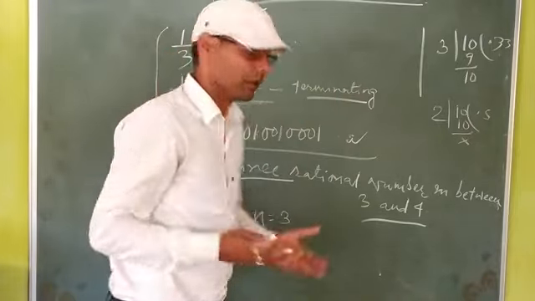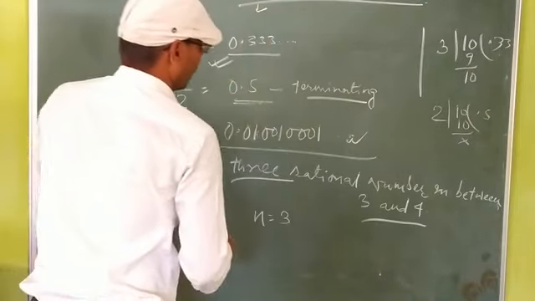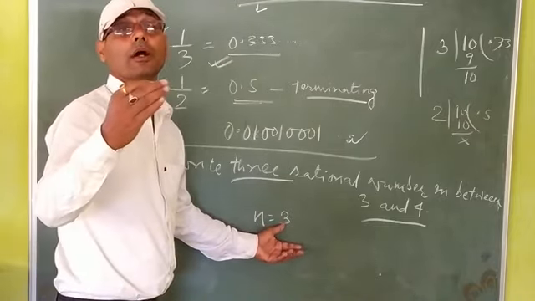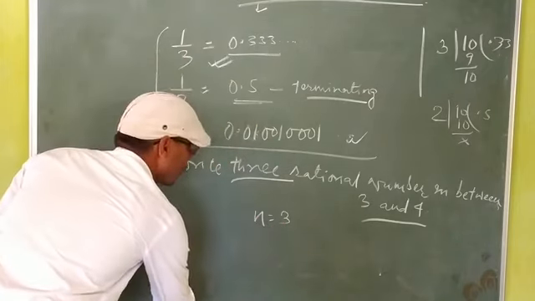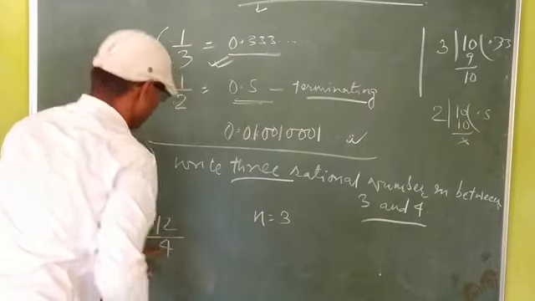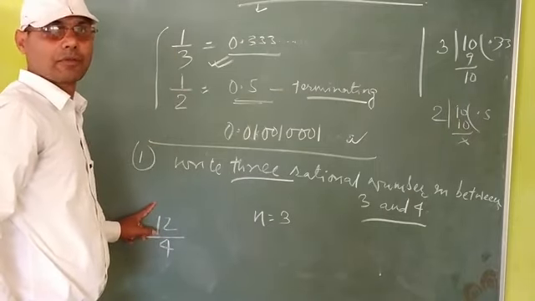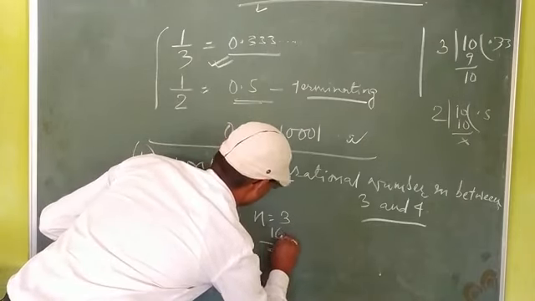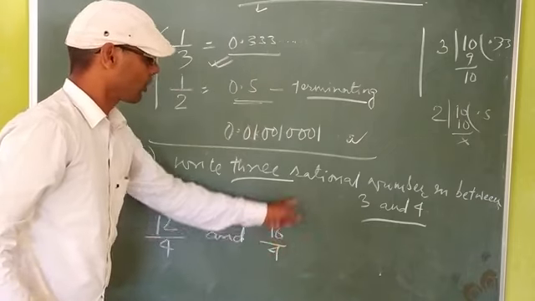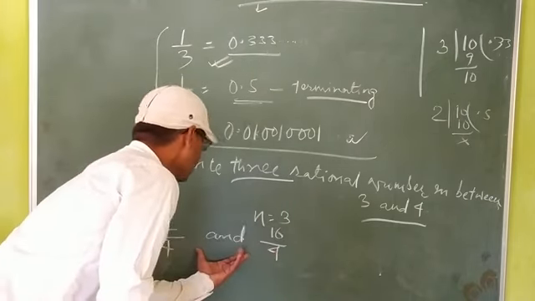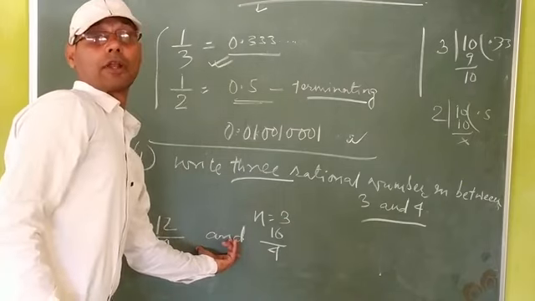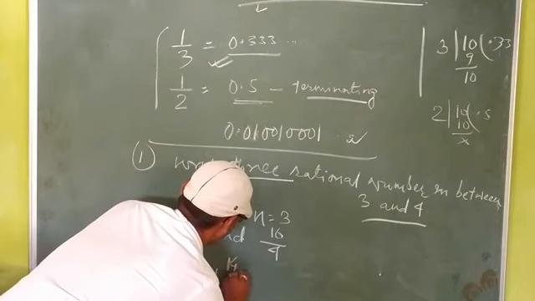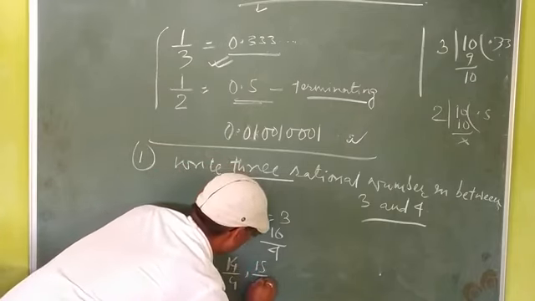You can write it simply. Suppose we increase 1 digit here, 3, or 4. Look here, if we write 12 by 4, it cuts 12 into 3 times, and 16 by 4, 4 times it cuts 4. So in between these numbers, there are 3 rational numbers. See how? 13 by 4, 14 by 4 and 15 by 4.